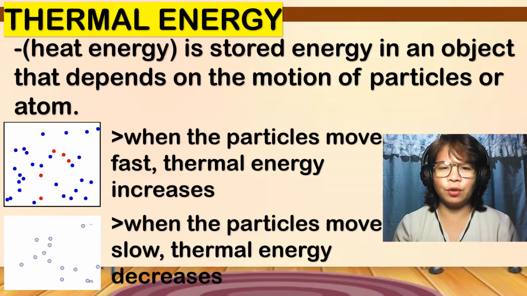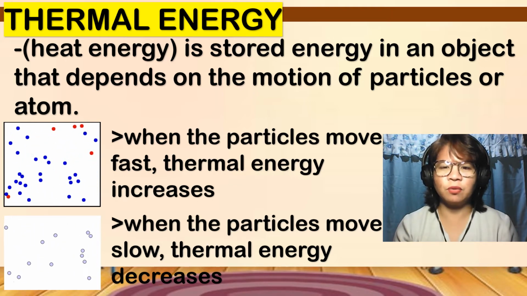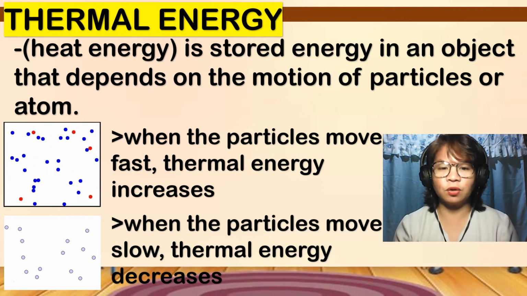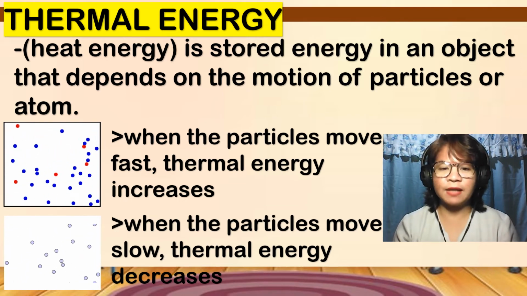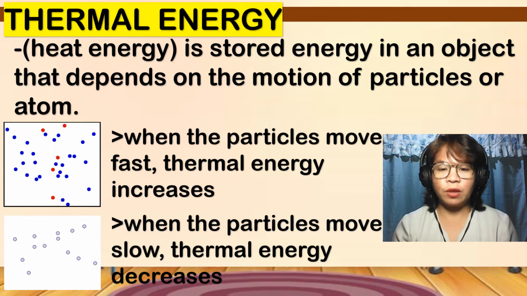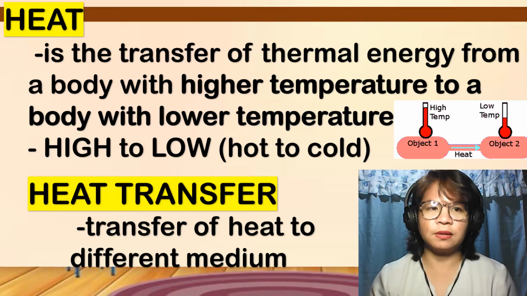First is thermal energy. It is a stored energy in an object that depends on the motion of the particles or atoms, just like in the picture. When the particles move fast, thermal energy increases. When the particles move slow, thermal energy decreases.